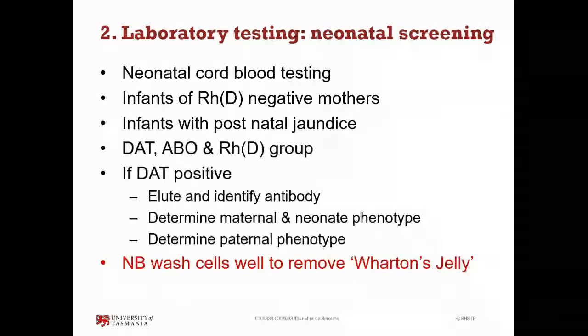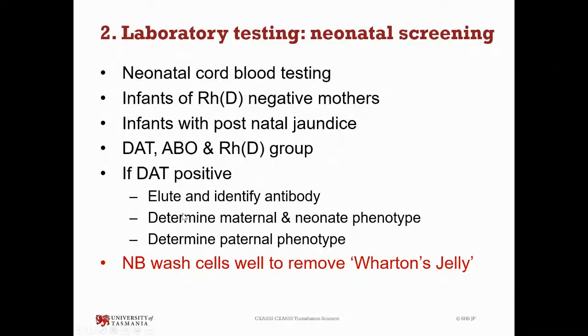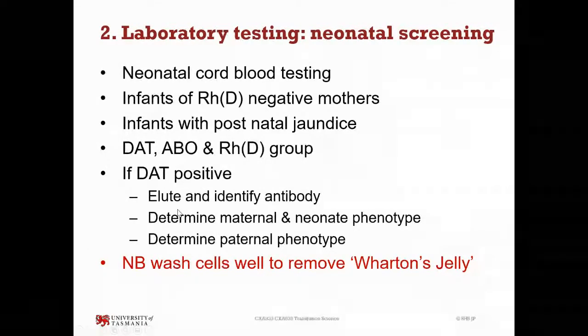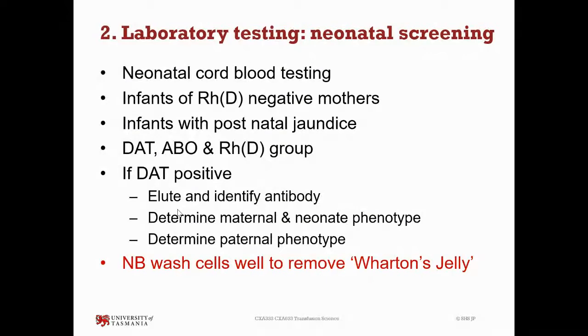If our direct antiglobulin test is positive, again, we need to elute the antibody from the baby's blood cells and identify it. And usually if we find a positive DAT on the baby, then we usually have an antibody in the mother. And so we need to identify the antibody off the baby's blood cells and also in the plasma of the mother. We need to determine the phenotype of the mother, the baby and the father to make sure that everything matches up and to help us to identify that antibody.